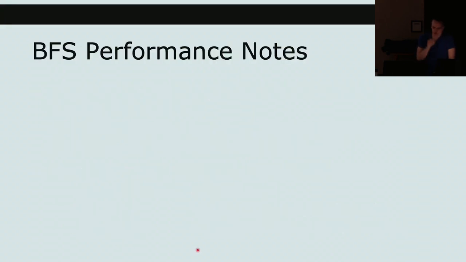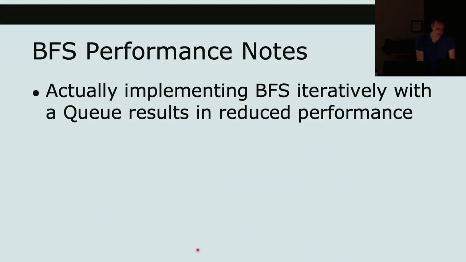Okay, here is a BFS optimization that you may or may not have used for assignment 1, but you are free to use for assignment 2. If you actually implement BFS iteratively, like we've been showing, with an actual queue that removes things, that can have reduced performance. Okay? So how can we do better?